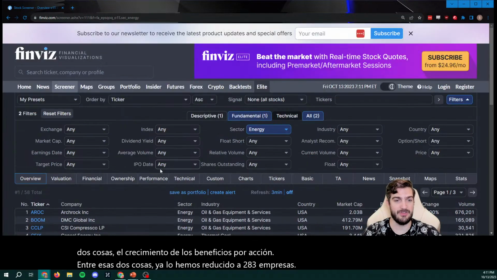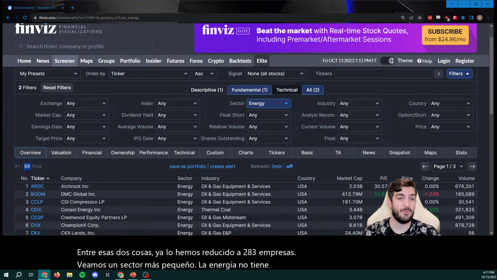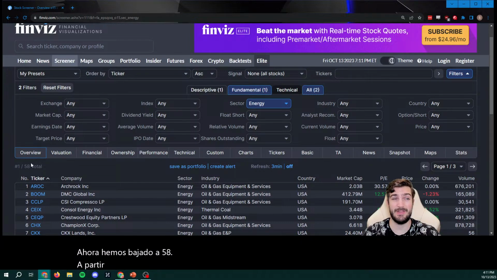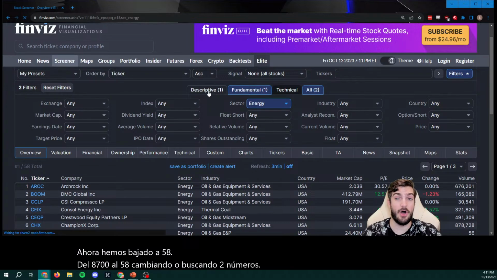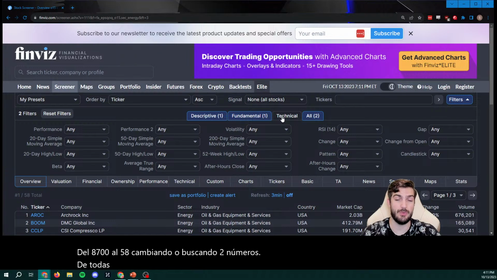Let's look at a smaller sector, energy. Doesn't have as many companies as technology. We're now down to 58. From 8,700 to 58 by changing or looking for two numbers. Out of all of these options, we used two of them.